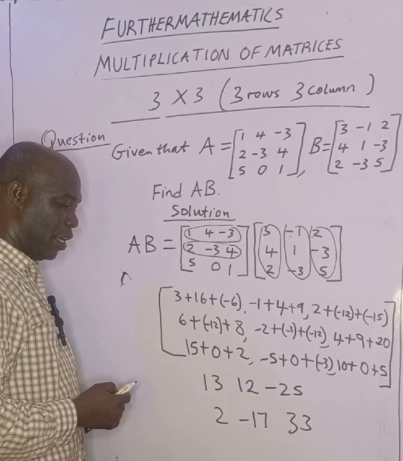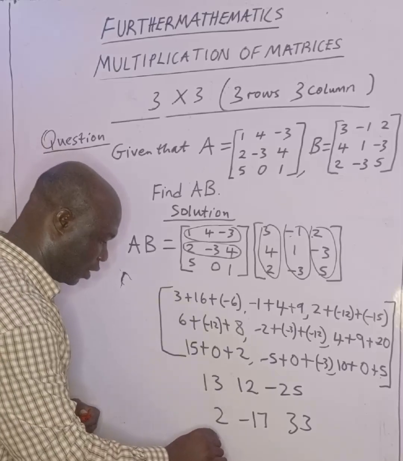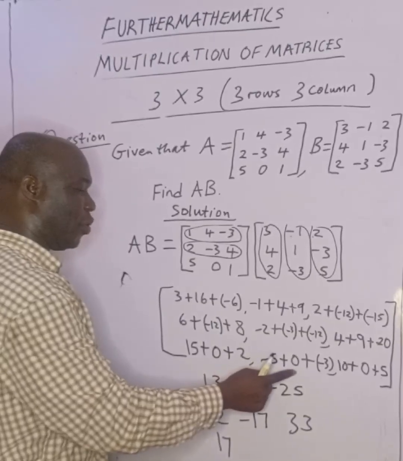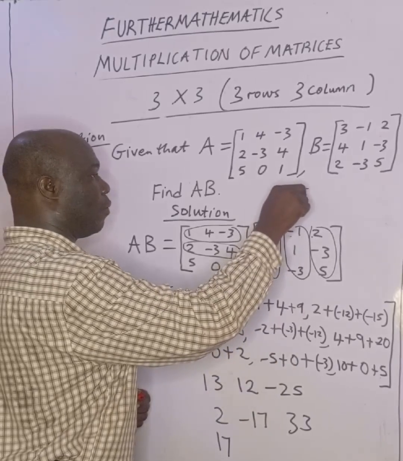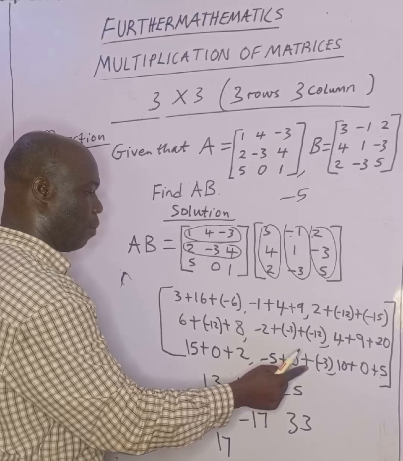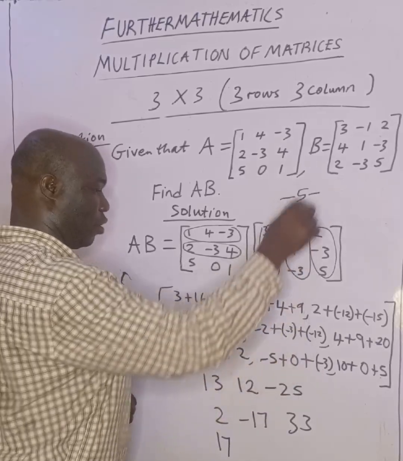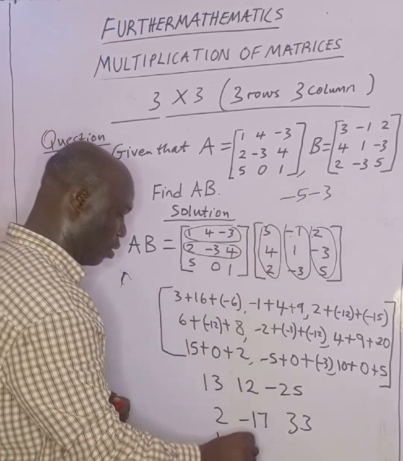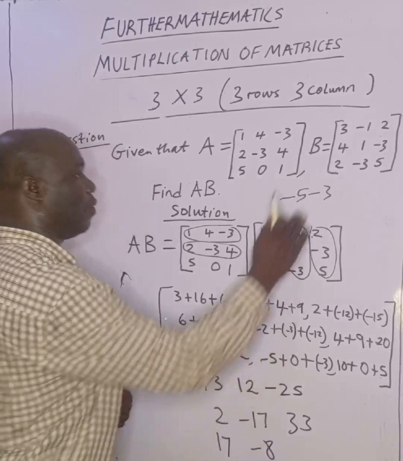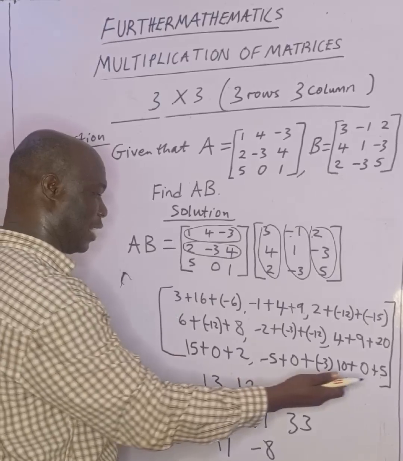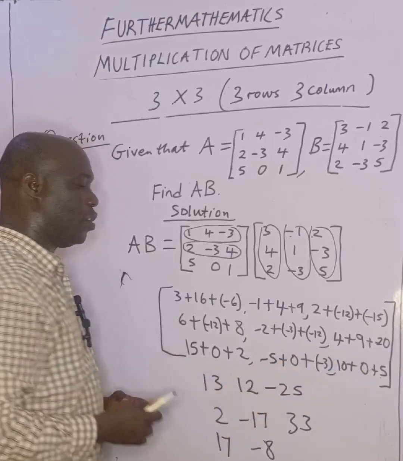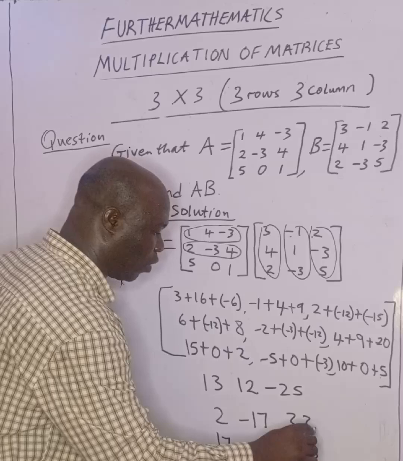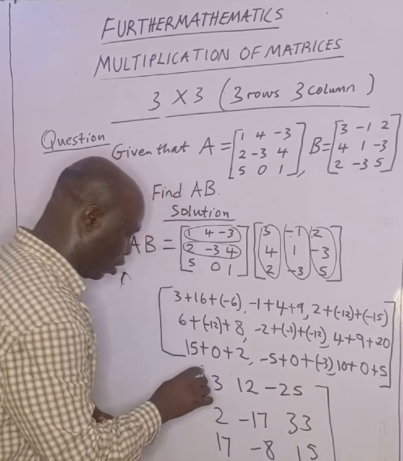So now I think we're on the last stage. 15 plus 0 is 15, plus 2, that's 17. All right. So we are here now. Minus 5 plus 0 is minus 5. So look at this. Plus times minus is minus. So you have 3 there. So minus 5 minus 3 is minus 8. All right. So the last stage here is 10 plus 0, that's 10 plus 5, that's 15.